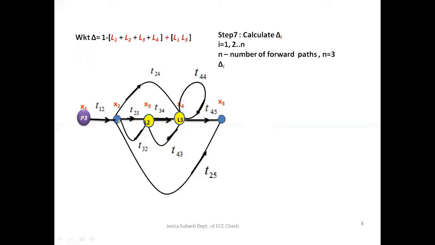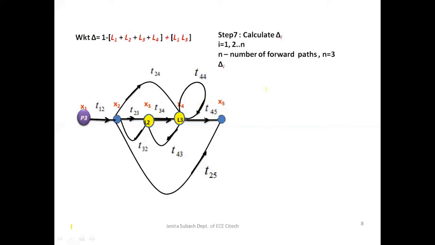So first we have to calculate delta 1, then delta 2, and then delta 3. Delta 1 is nothing but the value of delta which is not touching the ith forward path. So with respect to the first forward path, we have to identify which among these loops is not touching the first forward path.